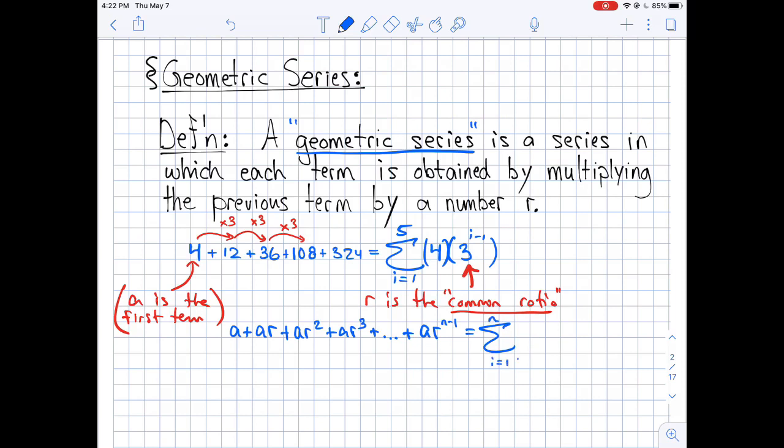You are starting at i, you are ending at n, and what are the terms being added up?